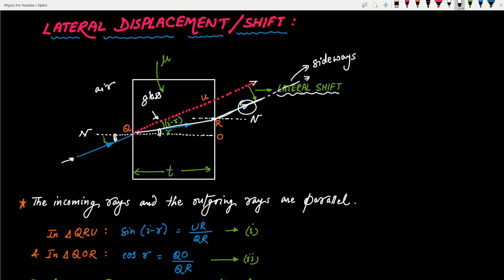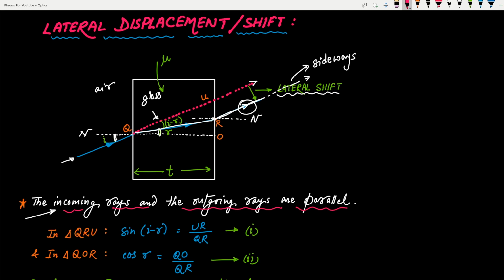Sideways, since the ray has moved sideways, therefore this is known as lateral shift. Okay, so the rays are parallel, the only thing that is different is that it has shifted a little bit. And this kind of shift is known as lateral shift. So the important thing that you need to remember is that the incoming rays and the outgoing rays are parallel. I have written it down in star: the incoming rays and the outgoing rays are parallel. This is one of the important points.